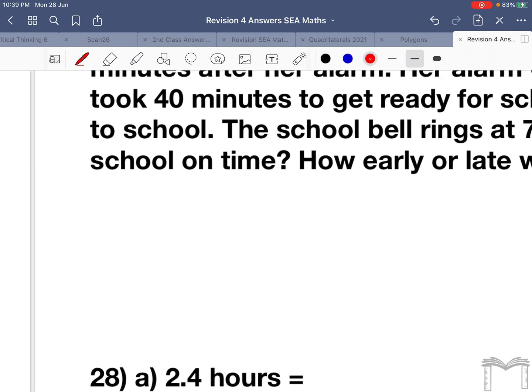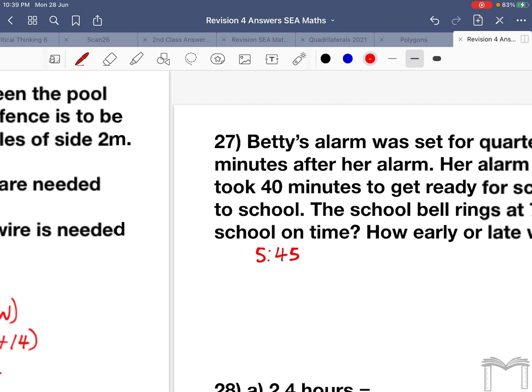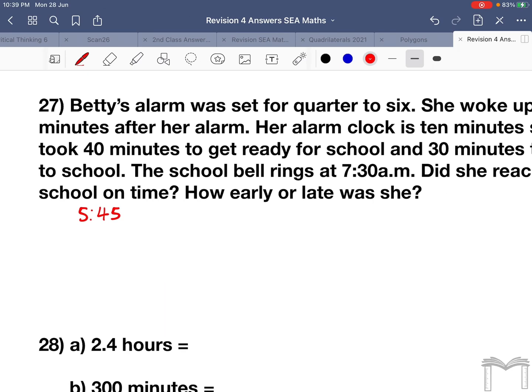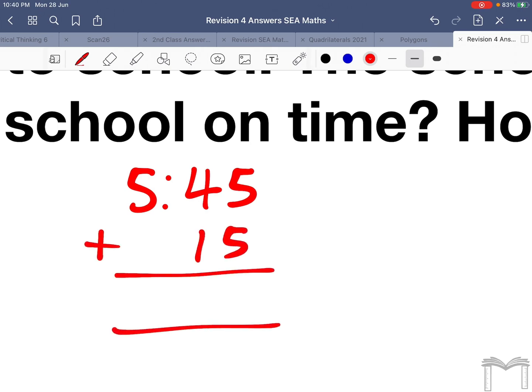5:45 means 5:45, and that's a.m. She woke up 15 minutes after that time. So if we add 15 minutes to find the time she woke up, we will get 6 a.m. 45 plus 15 is 60. 60 minutes is 1 hour, so we add that to the 5.